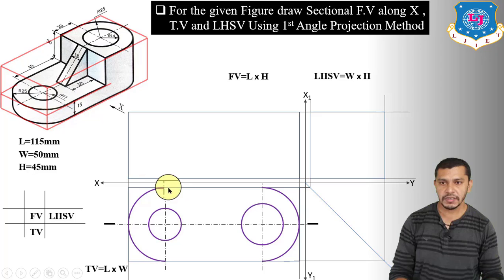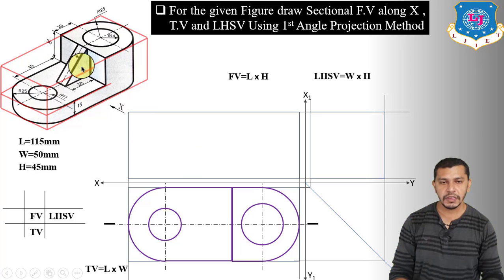Now from this edge and this edge, we have to draw lines. We will draw these lines having length equal to 45 mm. So from this edge, draw a line having length 45 mm. Now from this edge we have to draw this edge. So connect this point and this point to show this edge in the top view. Now from this edge we have to show this horizontal edge and this horizontal edge. So connect this point to this point and this point to this point. We will get the top view of this edge.